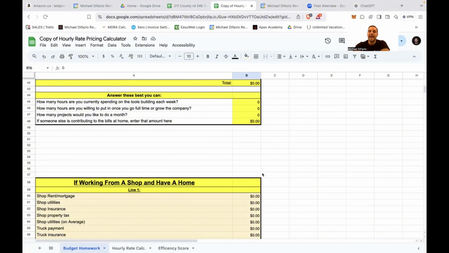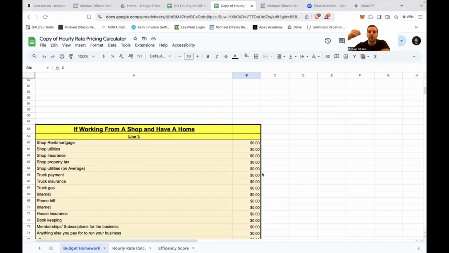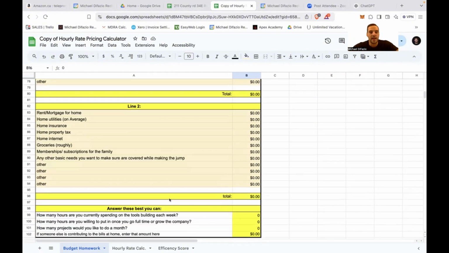If you have a shop and you have a home to pay for, which is not the way that I suggest doing it, but depending on where you're at, you might need to live and work in the same spot, aka working out of your garage. For me, in my story, I moved into a mixed-use commercial building. My shop was on the main floor. I lived upstairs. For those of you guys who don't know my story. So if you're working from a shop and have a home, there's just an extra set of bills here, right? So you're going to have all your shop payments right in here. And then your line two is going to be your rent for your home, your home utilities, your home insurance, your property tax, all of these things.